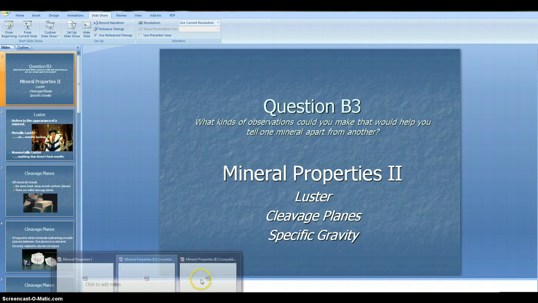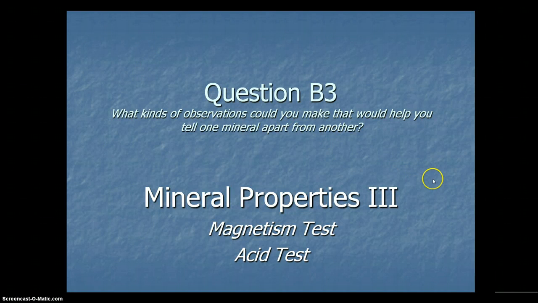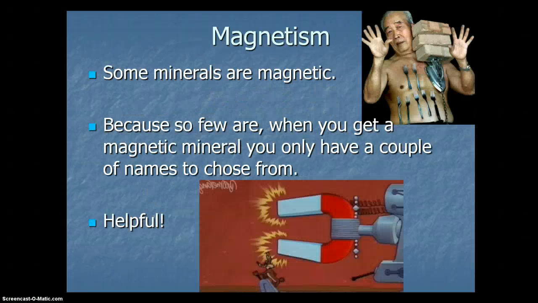The last set of properties is actually really short and sweet. These are the last two tests, and they're really helpful if you happen to think that you have something like magnetite or calcite. So we have the magnetism test and the acid test. For magnetism, some minerals are magnetic, and because so few of them are, when you do have a mineral that's magnetic, it gives you a really strong indication that you have magnetite. But be careful, hematite can also be somewhat magnetic. But it's very, very helpful.